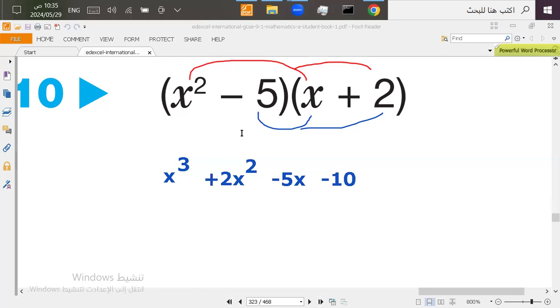Now, when you look at these elements, you'll find that there's no two elements which are like terms. So there are no like terms. It means when you simplify, you can't simplify these together because they have different powers. And this is the final answer for this double bracket expanding. Now let's move on to the next question.